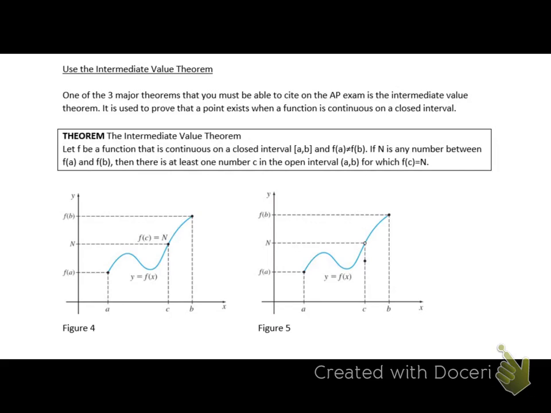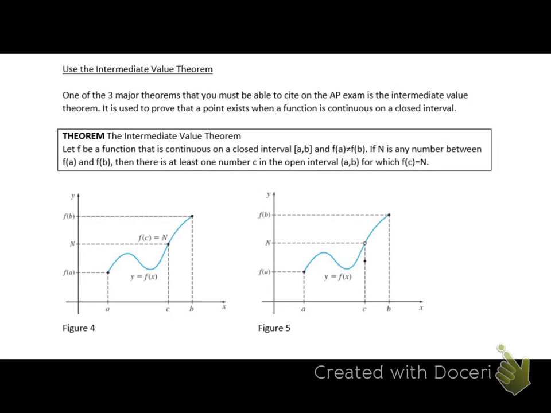If you look at figure 4, right here, n is that y value that we're talking about. This theorem essentially states that as long as you have a closed interval, which means that as long as it's continuous on a closed interval, you're going to hit every y value. That's it, right? That means that every point between A and B exists. That's it. So it's actually very simple.